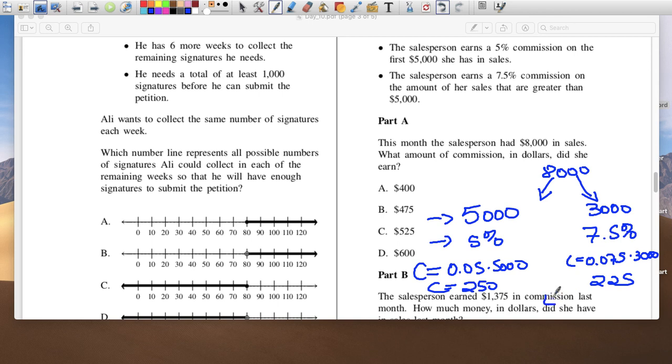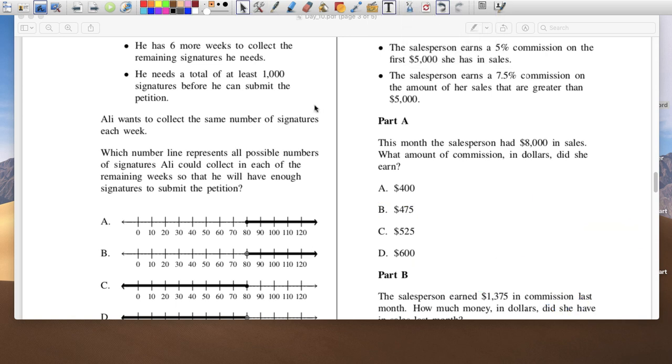250 plus 225 is 475. So that's how much she's going to make. Okay, it's a nice plan.